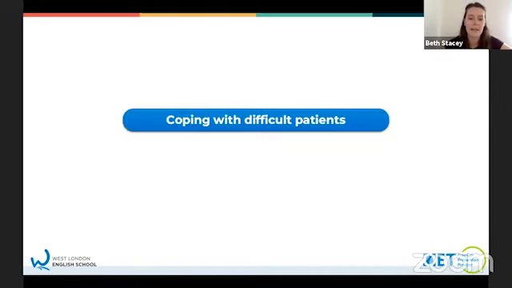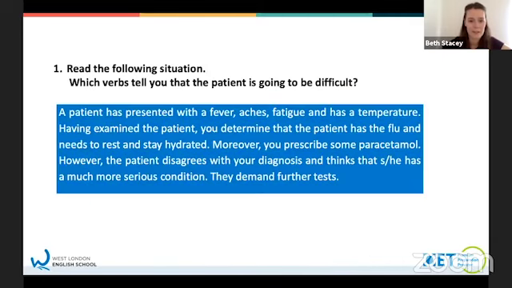So we are now going to be looking at how to deal with more challenging patients, which do come up occasionally in the test. So here is the situation. I want you to have a read of it and think what tells you that the patient is going to be a challenge.